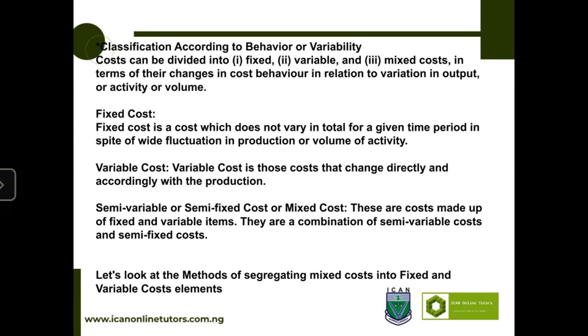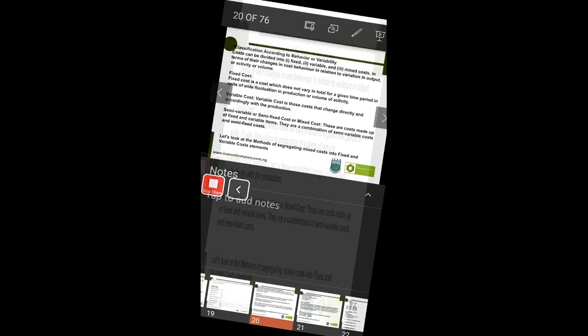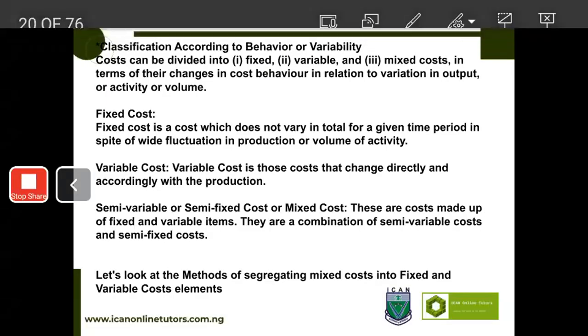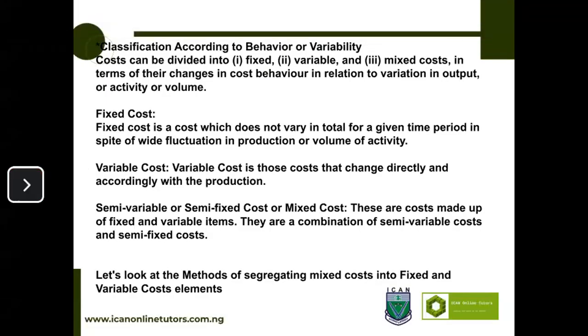That is what we call classification according to behavior. This classification according to behavior is now divided into three. One, fixed cost. Two, when you are variable, when you are not fixed and not predictable, you are zigzag like this. One cannot even predict you. That's what you call variable.